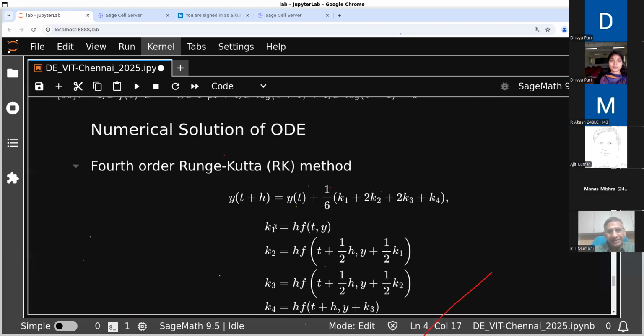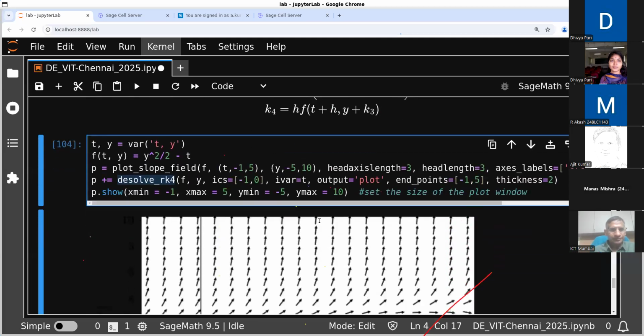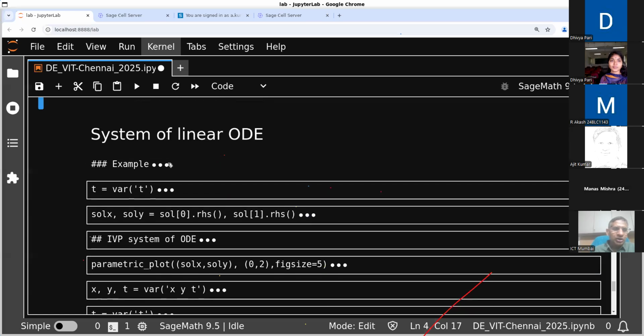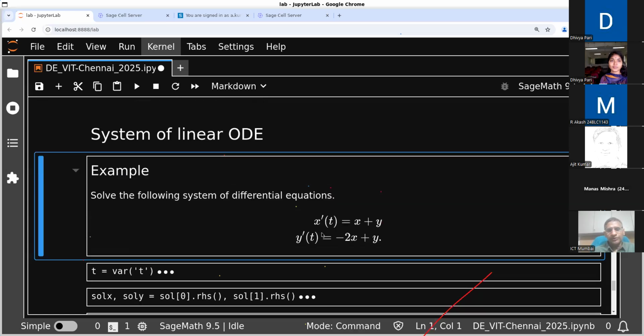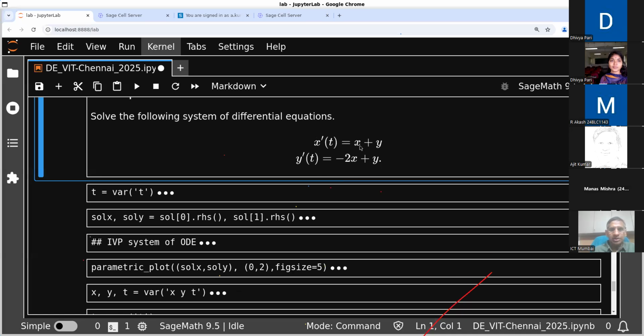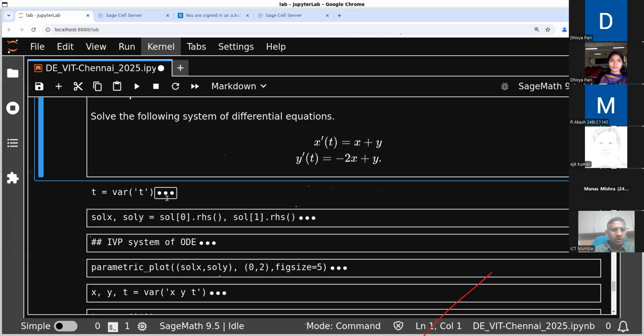Of course, you can write a Python program for this very easily. I don't have time, otherwise I would have just showed you. You can even solve a system of ODEs. So for example, if I look at this system, I have x'(t) is equal to x plus y, y'(t) is equal to minus 2x plus y. This is a first order system of ODEs. How do I solve this?